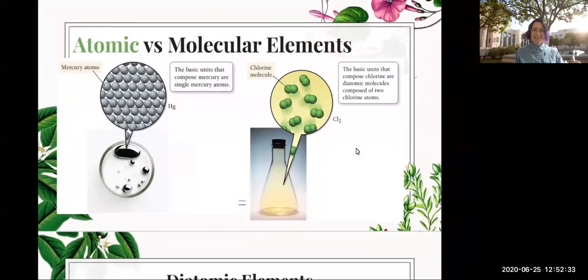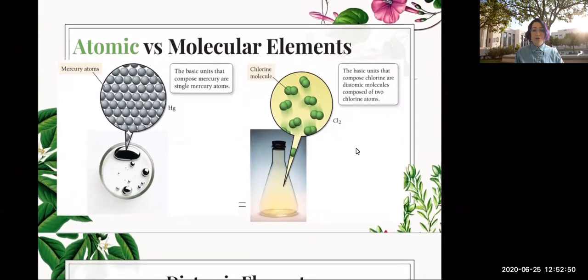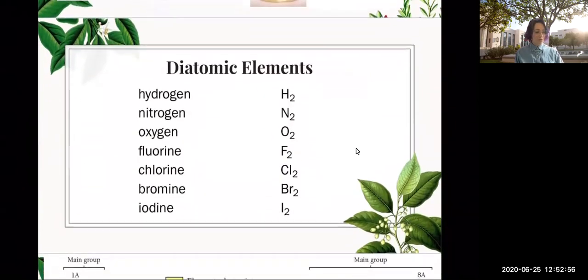Digging into these elements, some elements just exist as atoms, like mercury here. Mercury you can break down to a single atom, but chlorine breaks down into a molecule. It doesn't like to be an atom by itself because it's very unstable. So how do we know which elements are going to do this? You're going to memorize a list. I want you to know these 7 diatomic elements.